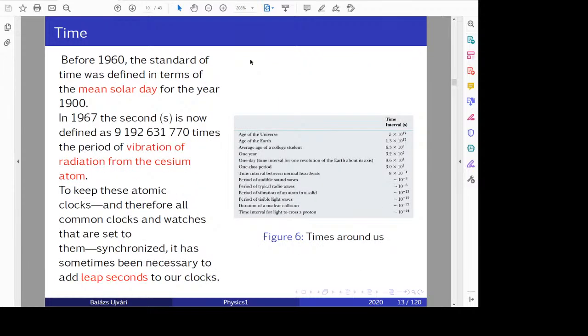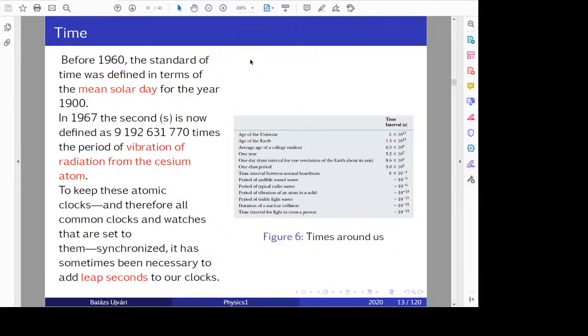All right, time. Time, we live with time. Of course, we know what one day is, from morning to morning, for example. But perhaps there are small differences among days. So even the length of the day can be slightly different.